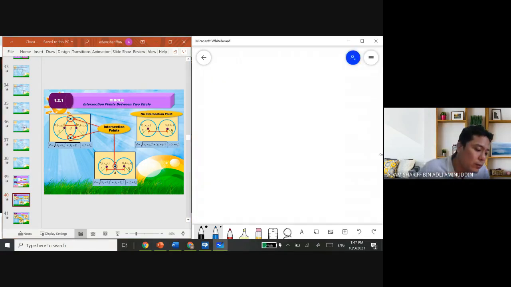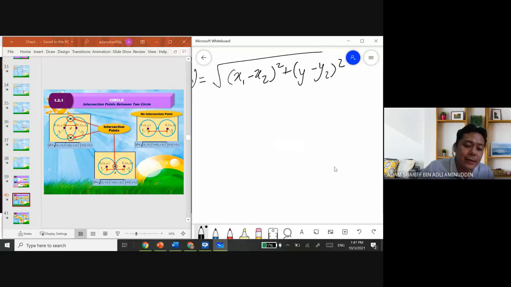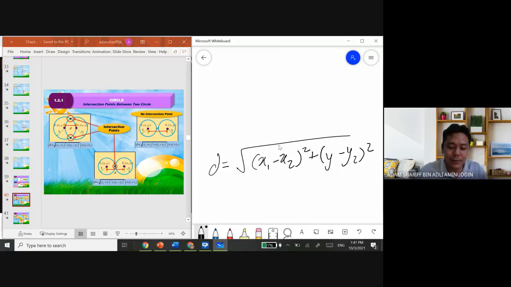Okay, kita tahu formula titik. Formula antara point dengan point is given by this square root x1 minus x2 squared plus y1 minus y2 squared. Ni formula distance, point dengan point. Okay. If it intersect each other, then it means that the distance might be smaller. Pelan-pelan lah nanti perhatikan kenapa dia mesti kecil.